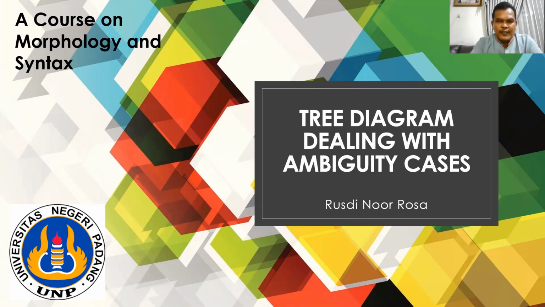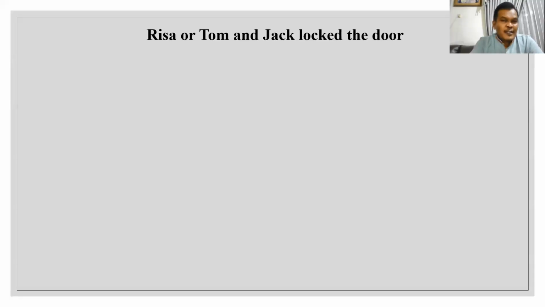Our topic today is still about a tree diagram. And today, we are going to study a tree diagram that deals with ambiguity in sentences. In other words, we are going to use a tree diagram to reveal ambiguous meanings in a sentence. Well, study this sentence: Lisa, Tom, and Jack locked the door. What do you think of the meaning of this sentence?